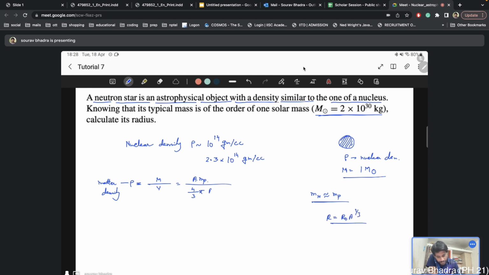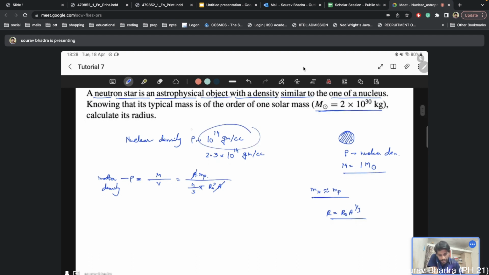We will use that r0 cube a. So a will be cancelled out. That's why you can see that the a are getting cancelled out, and now everything which is in the expression, that is mp, capital R0, all these are constant. That's why the nuclear density for any element is generally a constant value. Typically it is a constant value.